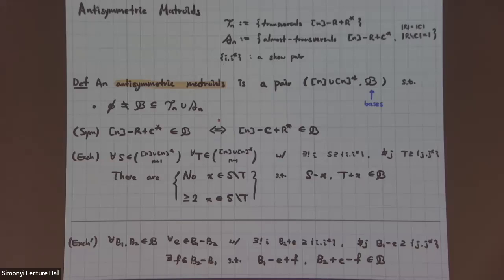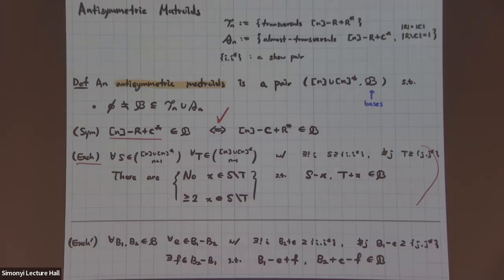An antisymmetric matroid is nothing but a 2n element ground set together with a non-empty family of bases, satisfying the following two conditions. The first one says that if you have one basis, then you also have its transpose as well. This stands for the symmetry of our symmetric matrices. And the second one captures the combinatorial properties of our restricted Grassmann-Plücker relations.